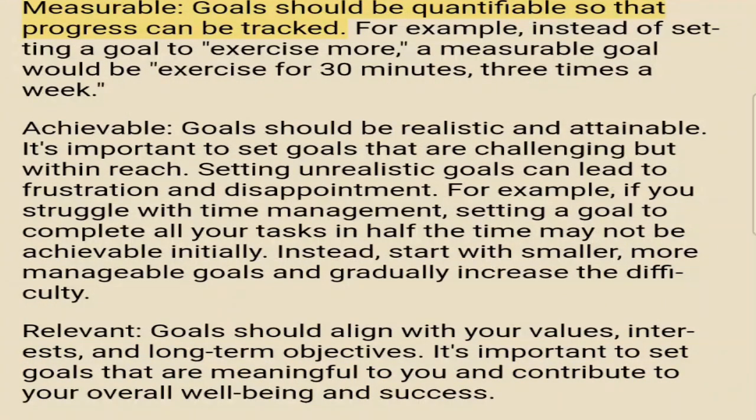Measurable. Goals should be quantifiable so that progress can be tracked. For example, instead of setting a goal to exercise more, a measurable goal would be exercise for 30 minutes, 3 times a week. Achievable. Goals should be realistic and attainable.